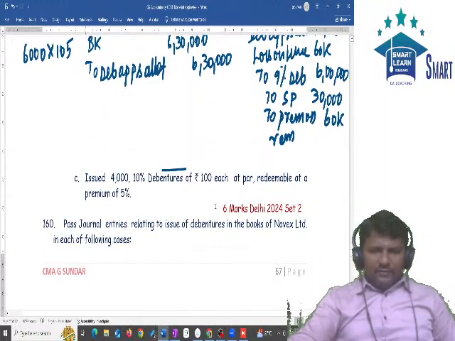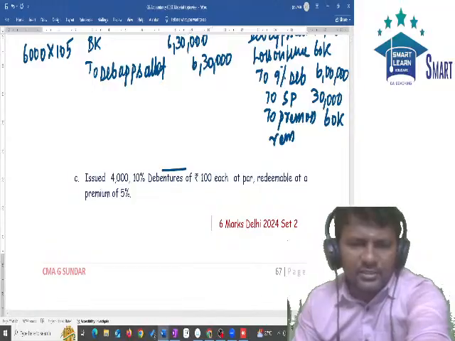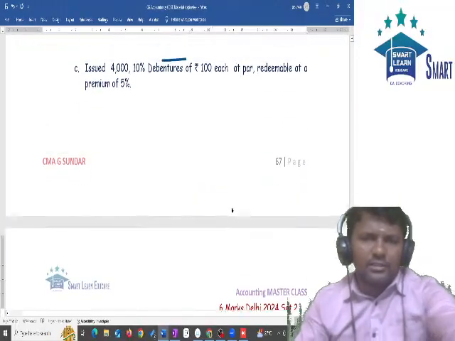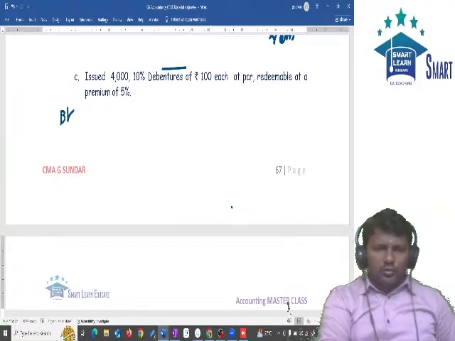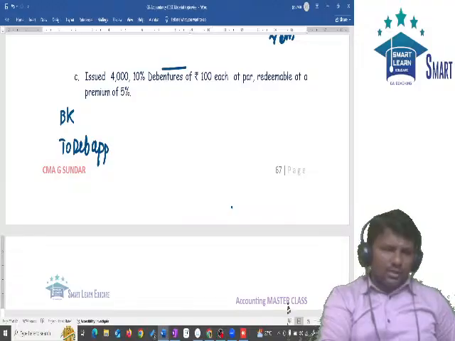Third scenario, very very simple. Debentures are issued at par. It means there is no loss at the time of issue. So entry, bank account debit to debenture application and allotment.